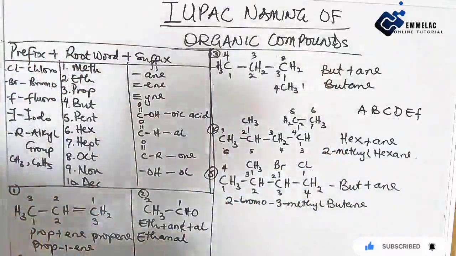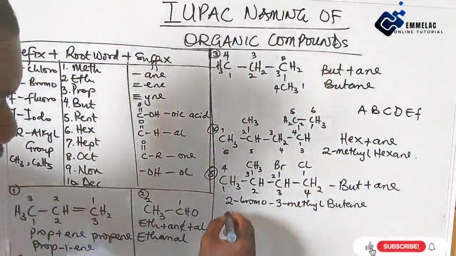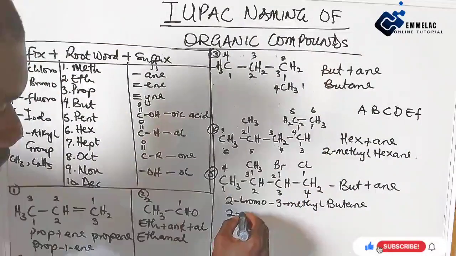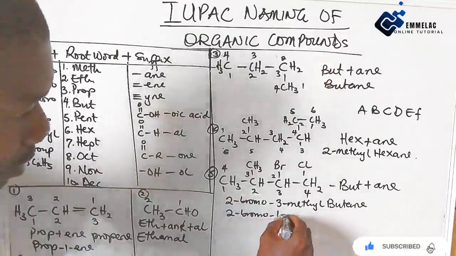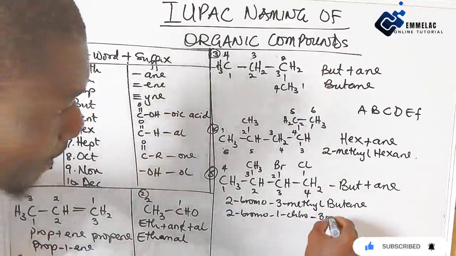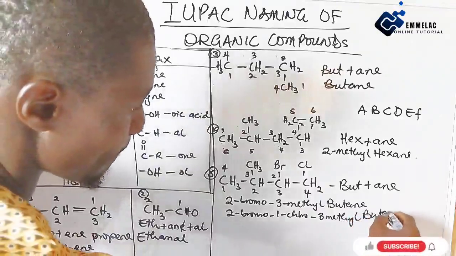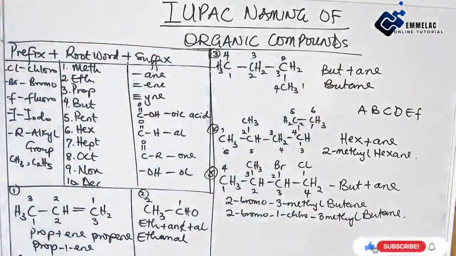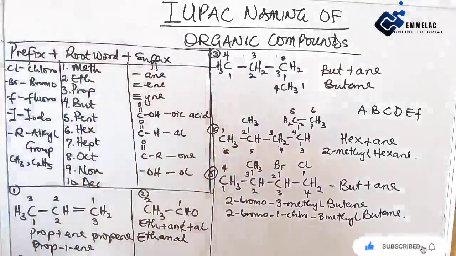So we can now say here 2 bromo, 1 chloro, then 3 methyl butane. Okay, all right, so let us see other examples to help understand this better.